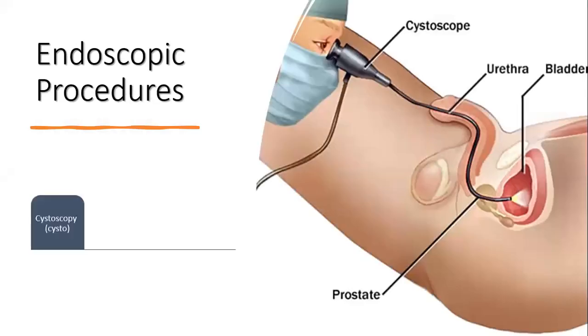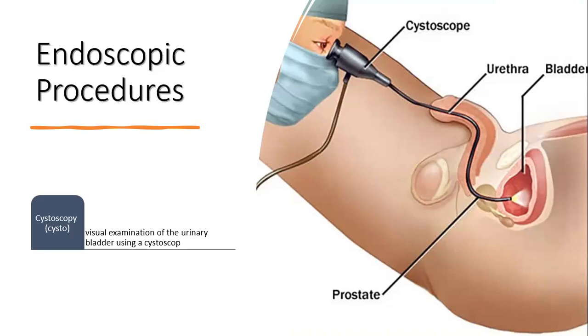Here we see cystoscopy. It's a visual examination of the urinary bladder using the cystoscope. You can pass the cystoscope through the meatus and urethra to see the inside of the bladder through this instrument, to see if there is a stricture, inflammation, prostatic enlargement, bladder stone, bladder defect or bladder tumor.